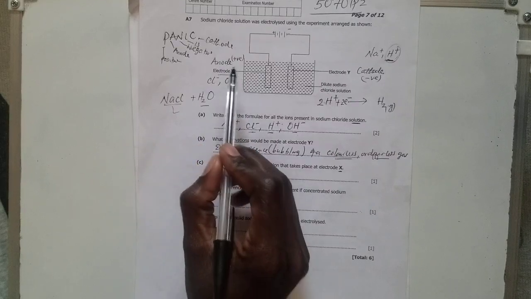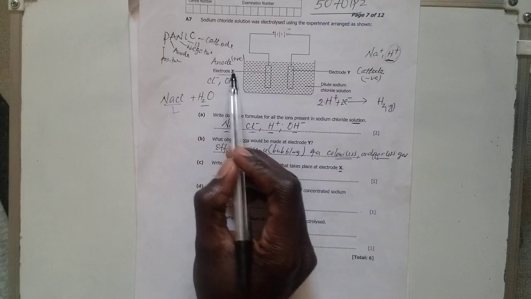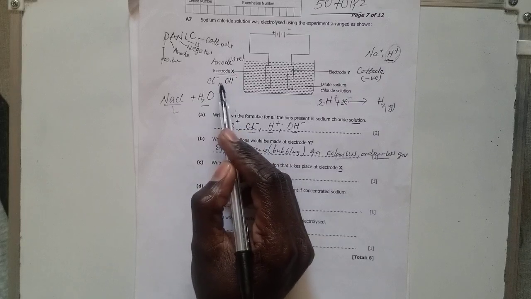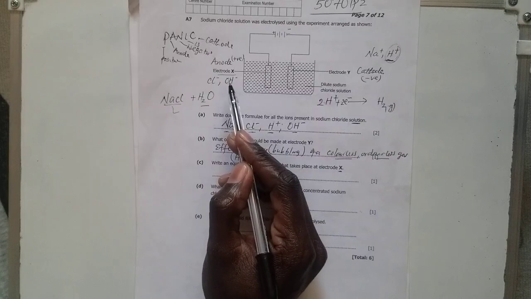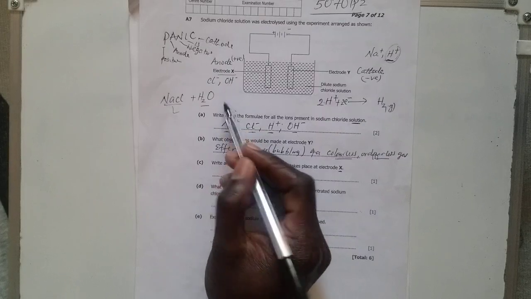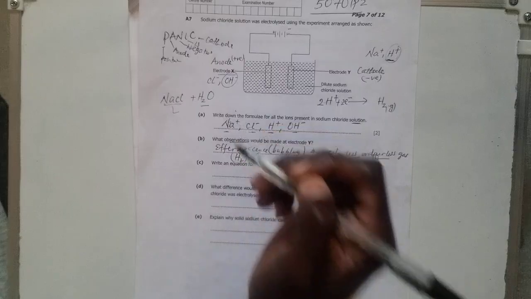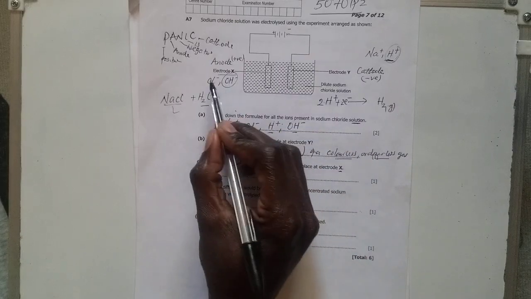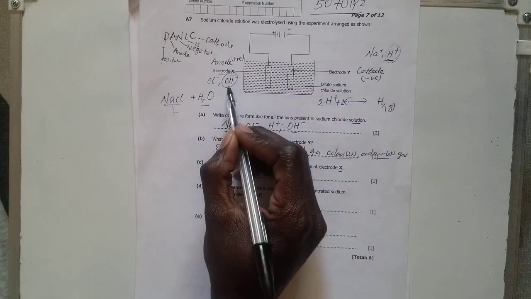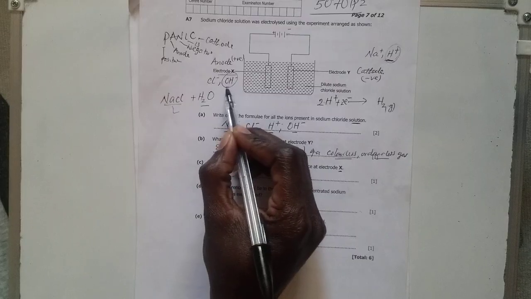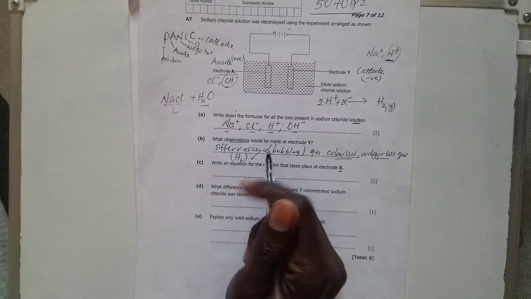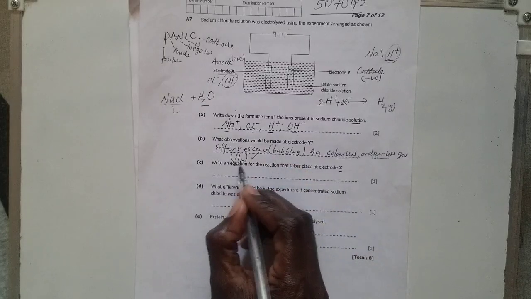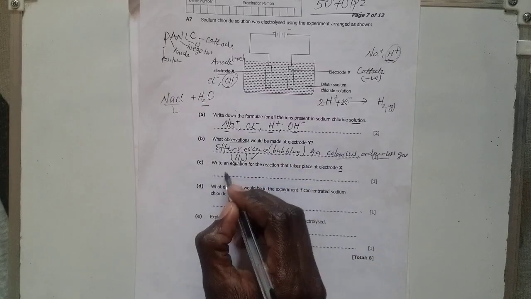Now, because, like I said, the anode is positively charged, these ions will be attracted. But which one is going to be preferentially discharged? Hydroxide ions are going to be preferentially discharged as compared to chloride, because these hydroxide ions are lower in the electrochemical series. So they wanted you to write the equation.